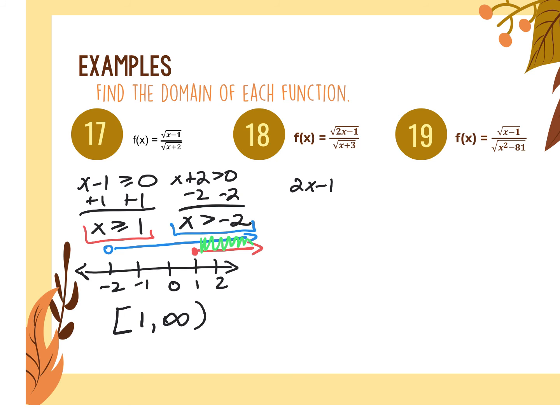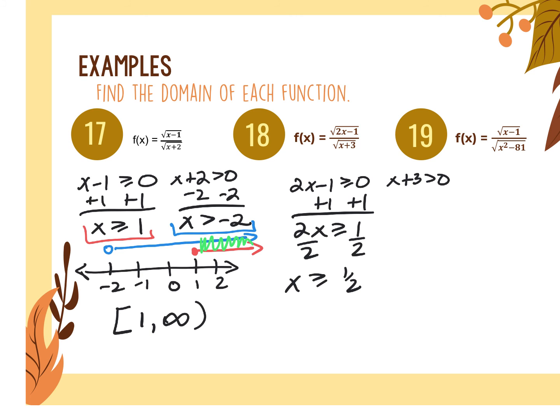2x minus 1. Again, it's in the numerator under a radical, so greater than or equal to 0. The denominator, just make it greater than 0. So I'll solve this one. Divide by 2. X has to be greater than or equal to 1/2. Do this one. Subtract 3. X needs to be greater than negative 3. And again, let's put it on a number line to see where they're both going to show up.